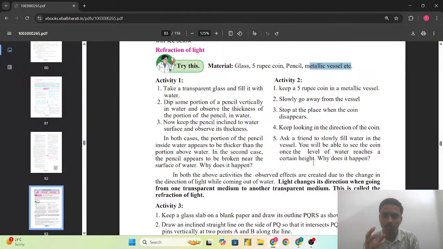What is the conclusion that comes out here? In both the cases the portion of the pencil inside water appears to be thicker than the portion above the water.